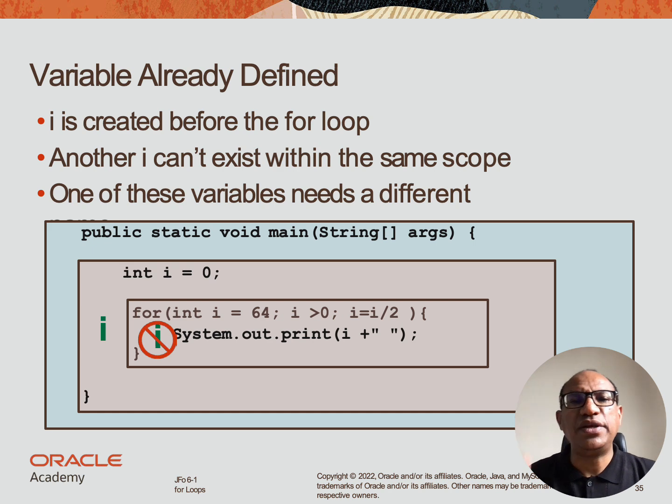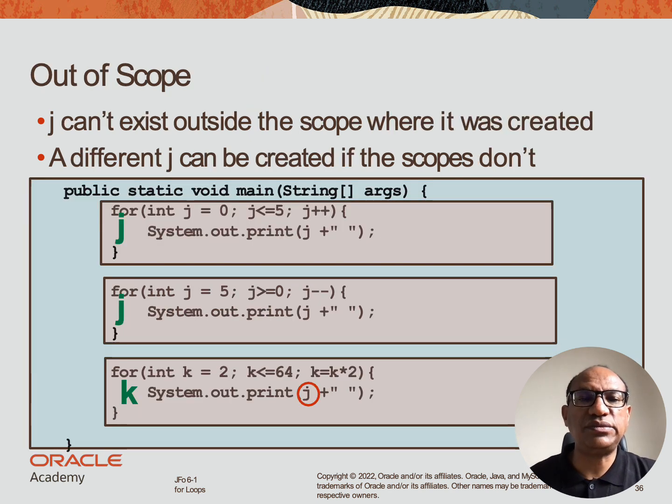Just a heads up, don't declare the same variable name twice in the same scope. If i already exists, you'll get a compiler error when you try to create another i. Rename one of them to keep your code clean. Variables like j can exist in different loops as long as their scopes don't overlap. But don't try to use j from the first loop inside the third. It's out of scope and will throw an error.